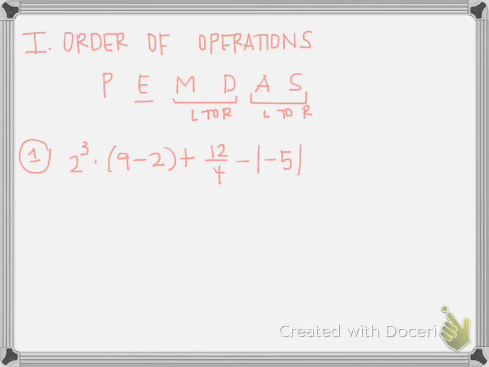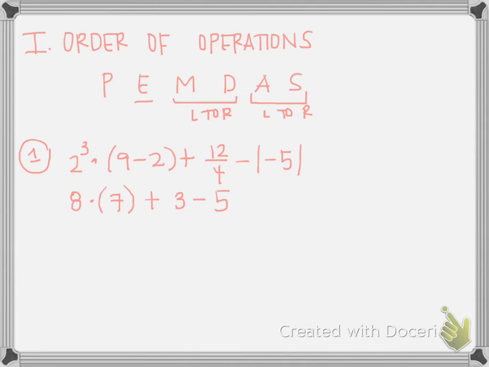Alright, let's take this example. So this is multiplication. 2 cubed times what's inside, 9 minus 2, plus 12 divided by 4, minus the absolute value of negative 5. So 2 cubed is going to give me an 8. Work what's in the parentheses, 9 minus 2 gives me a 7. 12 divided by 4 gives me a 3. And then the absolute value of negative 5 is a 5.